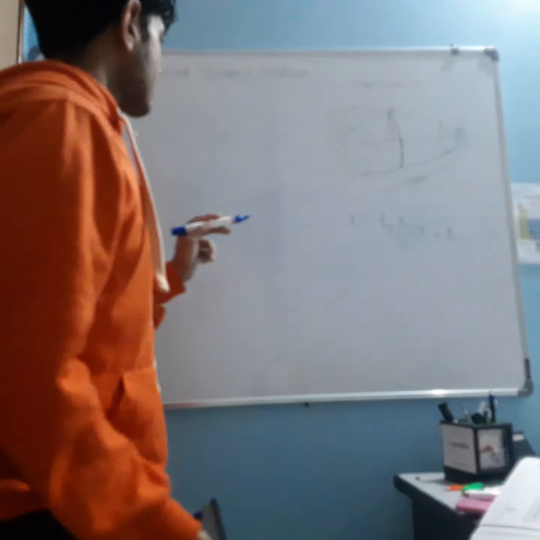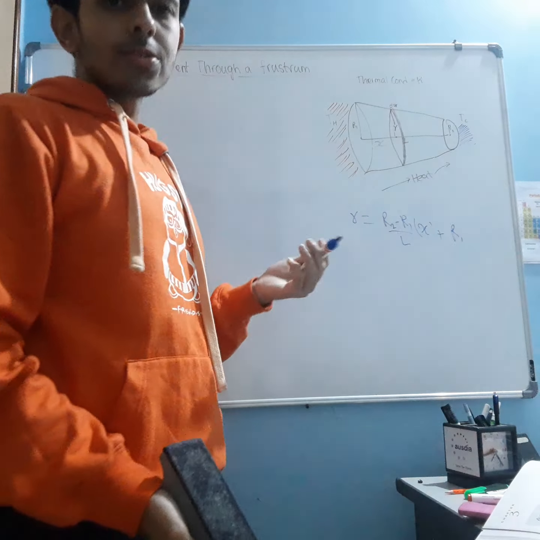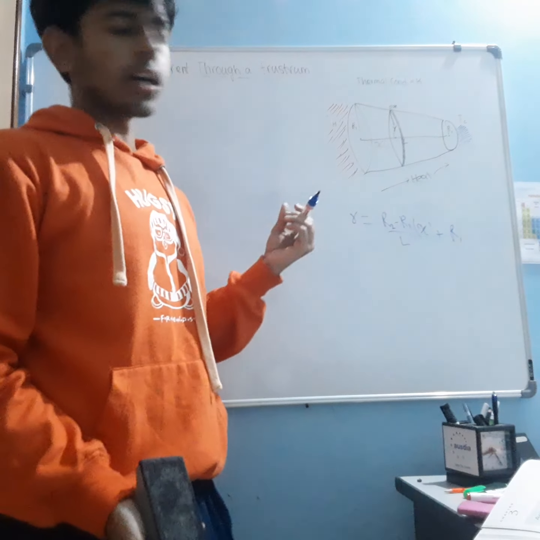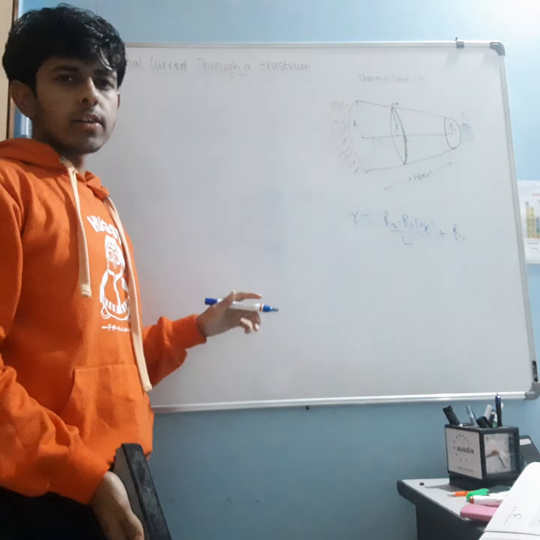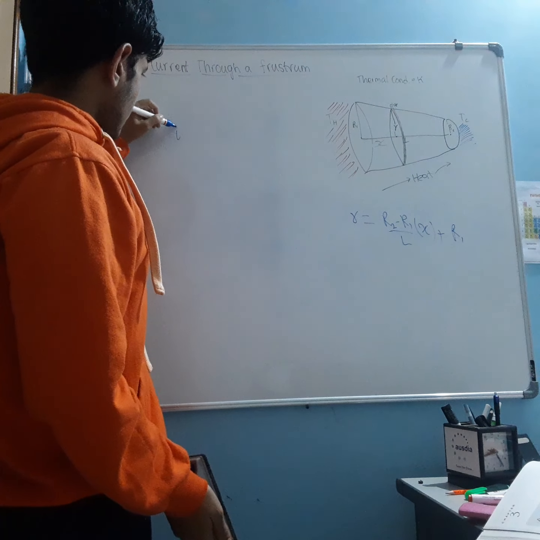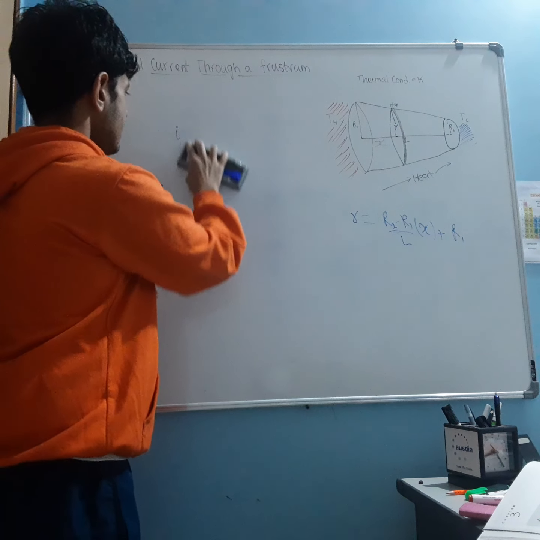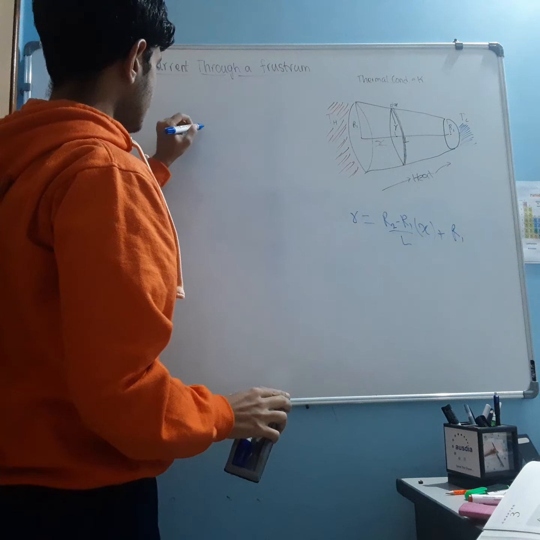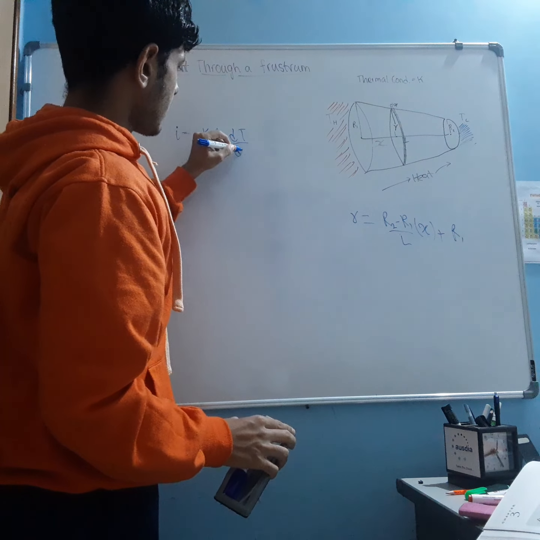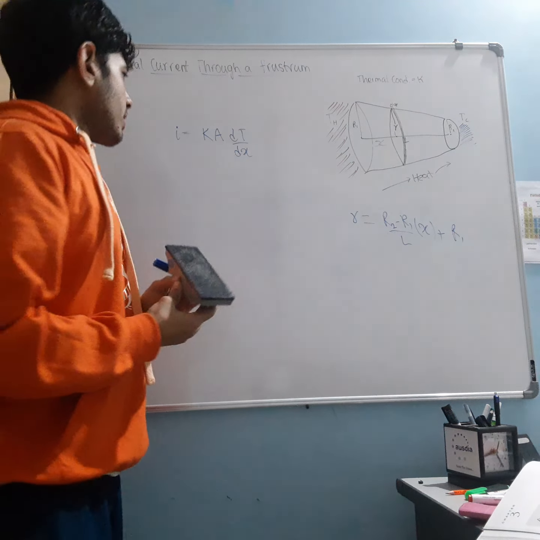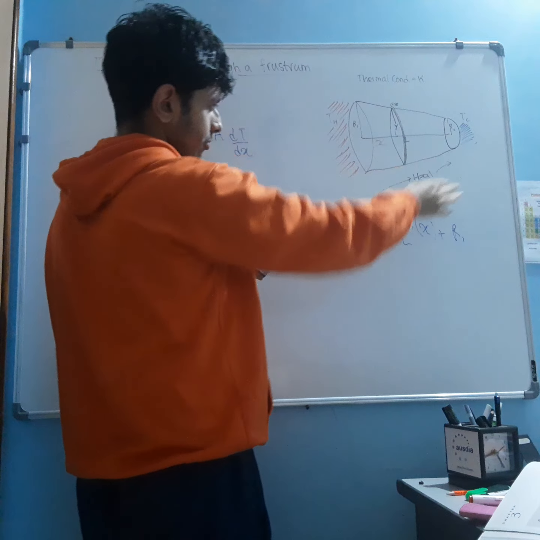And the second task that we have to accomplish in order to solve this is to use calculus and find out how the current varies at each point as x increases. We know the general formula: let I be the thermal current. I is equal to K A dT upon dx. Here we consider dx to be in the direction of heat transfer.